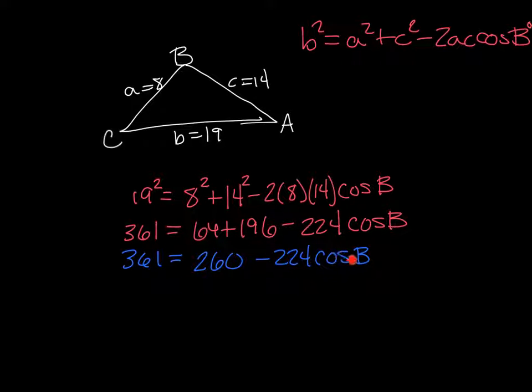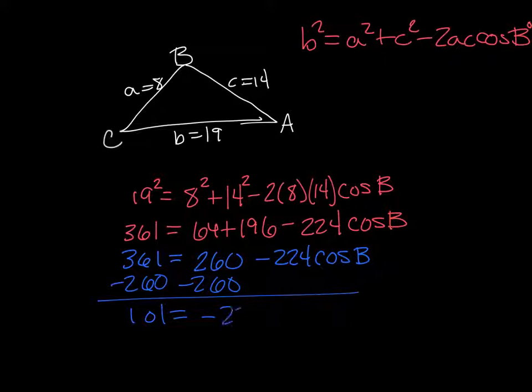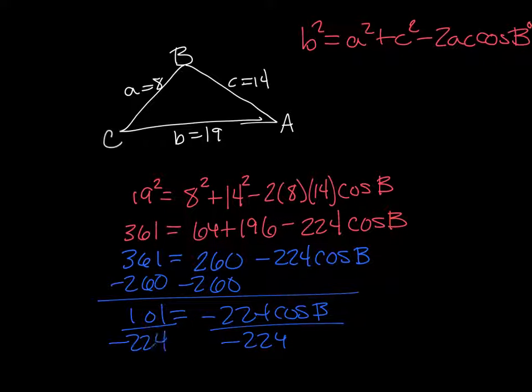So now I'm just trying to get the cosine by itself. So I'm going to get rid of the 260. So I subtract 260 from both sides. Okay, so that gives me 101 equals negative 224 cosine B. And then I divide both sides by negative 224. So I got 101 divided by 224. Okay, and that is negative.